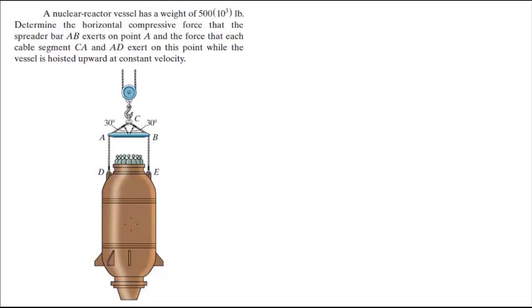Basically, you have a weight right here, and this weight is equal to 500 kilopounds, kip, because it's 10 to the 3, so I call them kilopounds. We have a tension right here and a tension right here, and you know that the sum of the forces in the y is equal to 0, assuming this is the y and this is the x. So we have two forces that are symmetrical going up, they're equal going up, and a weight coming down.